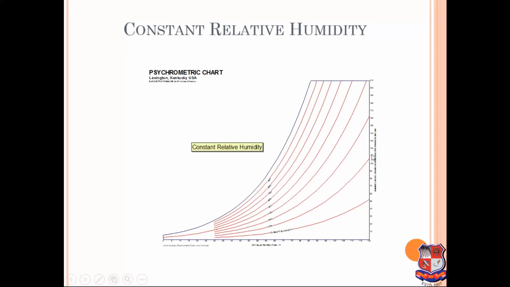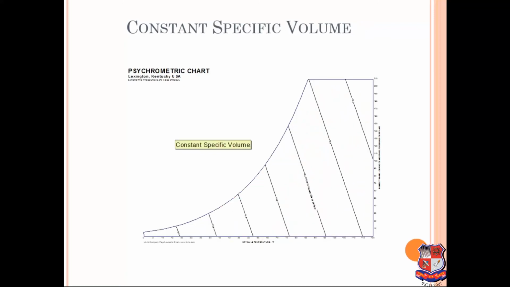These are the relative humidity lines, which increase from 0%, 10%, 20% up to 100%. This is the saturation line, 100% relative humidity. Next is the constant specific volume line. Specific volume is a measure of the weight of an air and water vapor mixture.